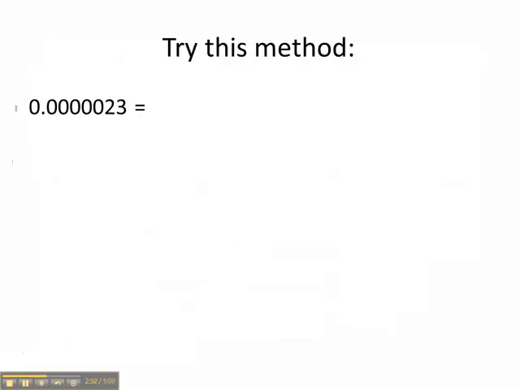Try this method. I'm going to give you 1 minute, and there won't be much talking during that minute, so get your pencil and scribble. Put it over 1. Put in the correct number of zeros. Then move the decimal point.